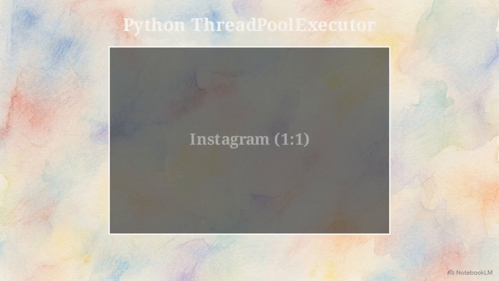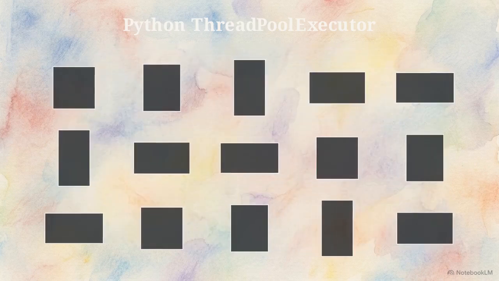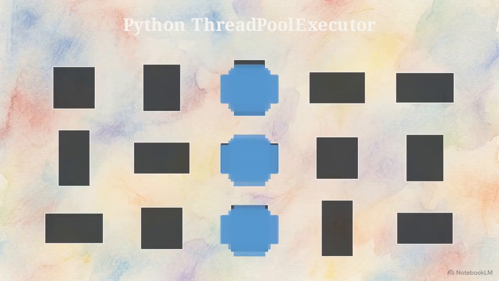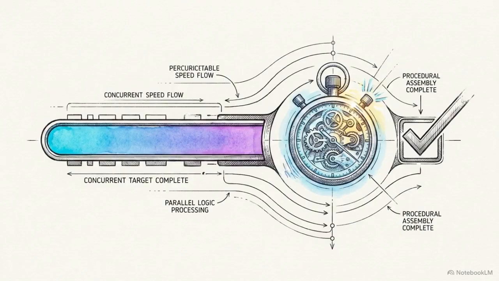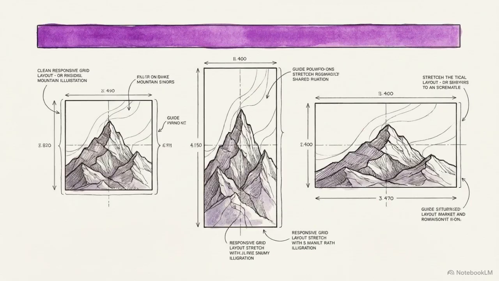Behind the scenes, it utilizes Python's thread pooling. Instead of calculating the Instagram crop, finishing it, and then moving to Twitter, the system shatters into multiple operations, launching every single aspect ratio simultaneously. Because these tasks run concurrently, computing 15 different aspect ratios takes the exact same amount of time as computing just one. The progress bar fills, and a responsive grid populates the screen with perfectly proportioned images.